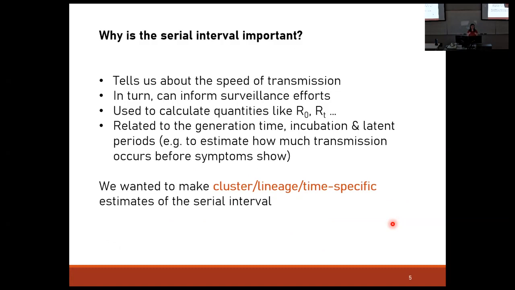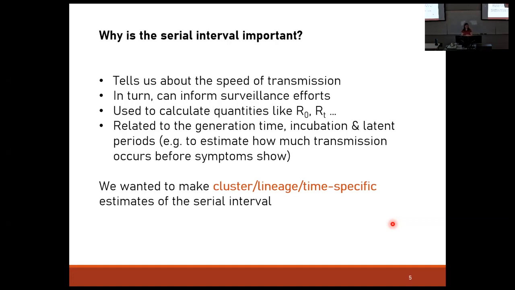But also from a modeling perspective, I suppose it has a lot of downstream impacts on other estimates. It can be a background parameter in calculating things like R0 and Rt, and it can be related to the generation time and incubation periods. For example, we know that the difference between the incubation period and the serial interval tells us how much transmission is occurring before symptoms show. So having a good understanding of the serial interval has all these downstream impacts.